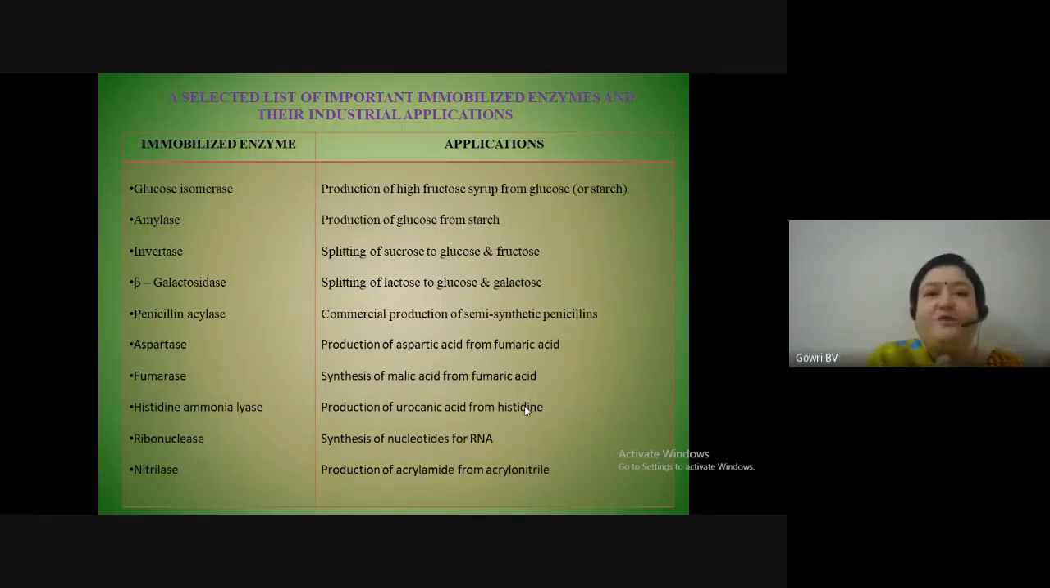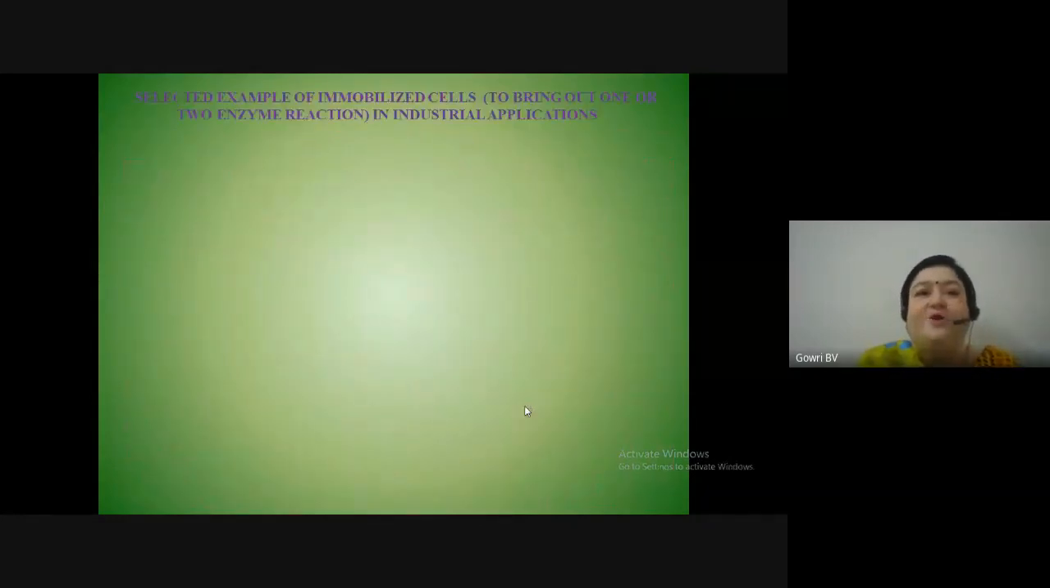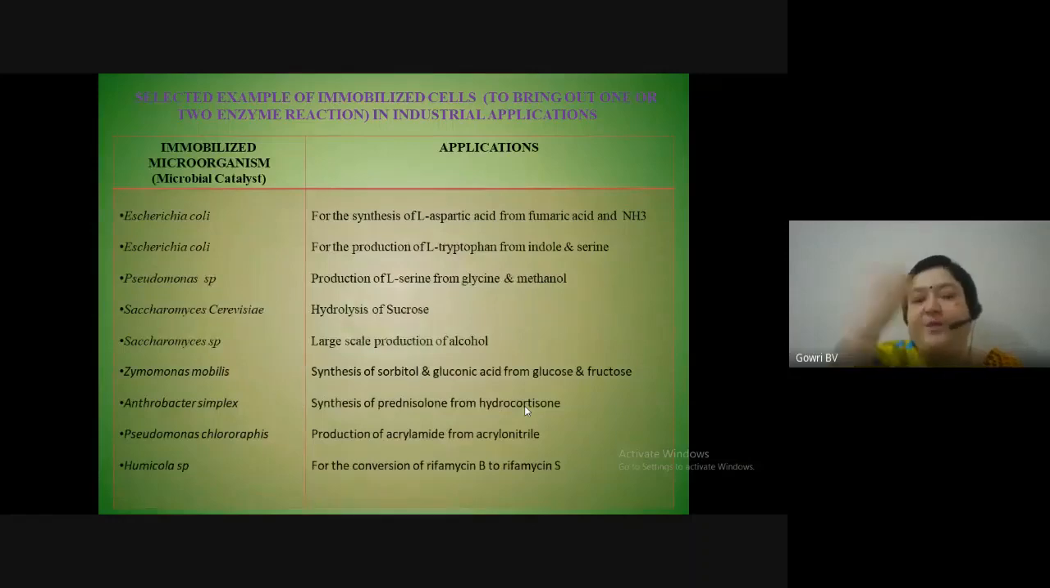So the left side, they are all immobilized enzymes. The right side column shows what all can be applied and what all can be produced using the immobilized enzymes. So this column is a list of important immobilized enzymes and their industrial applications. The next one is a selected list of immobilized cells that bring out one or two enzyme reactions in industrial application. The previous slide was the immobilized enzyme. In this slide, the microorganism as a whole is immobilized and they are called microbial catalysts.